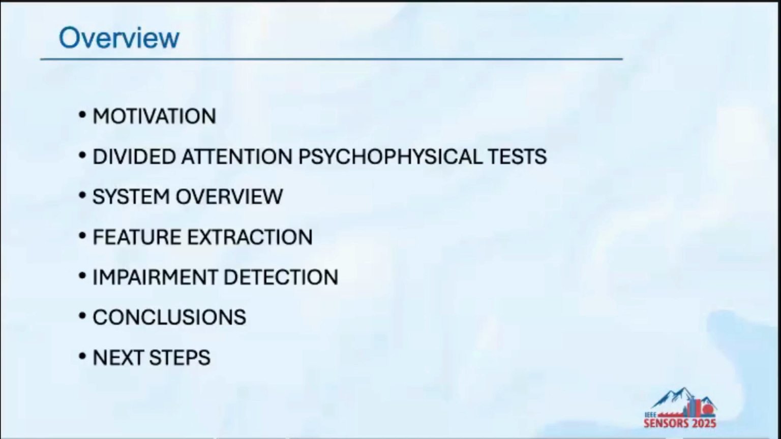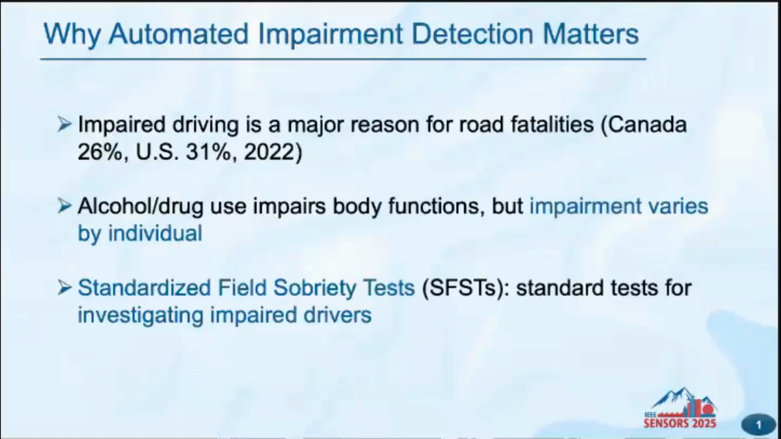Today I will cover these subjects to explain why we are doing this and to answer three main questions for developing this system. These three main questions are: what are these tests, divided attention psychophysical tests, and why are we automating them; what system are we proposing; and how did we do it. I'm also going to talk about the results.